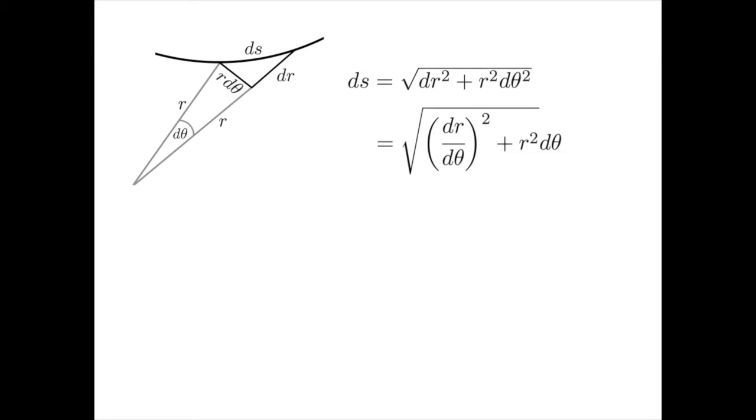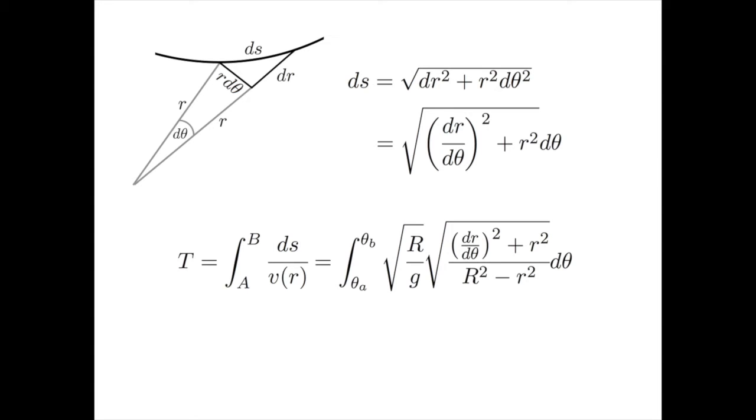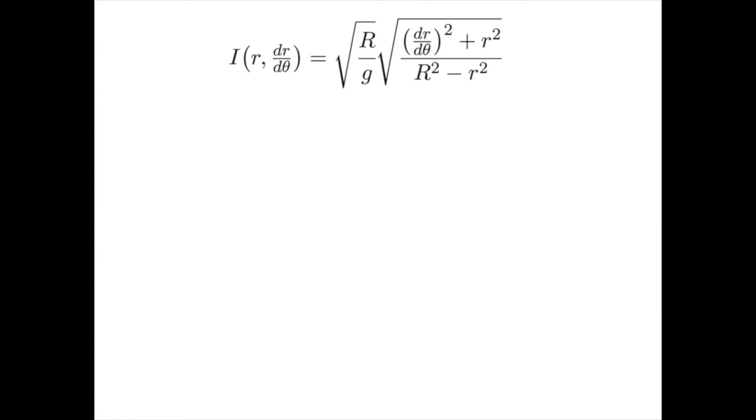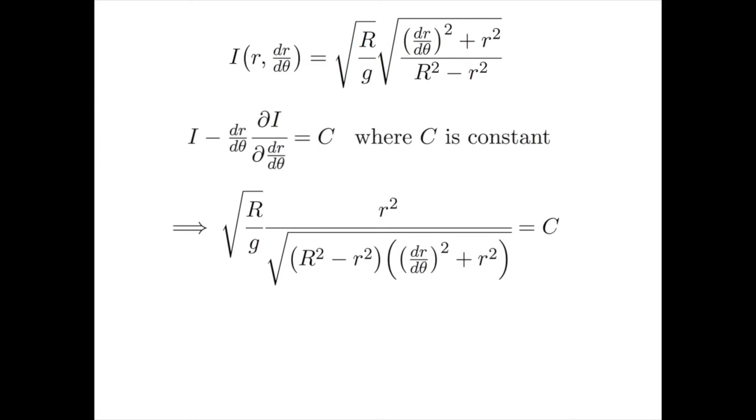Using our equation for velocity and the above equation for ds, we are able to define the integrand of the time equation as such. Recall that we want to minimize the time it takes to get between 2 points, and so, by noting that the integrand doesn't explicitly contain theta, we are able to use an alternate form of the Euler-Lagrange equation to get the following equation.